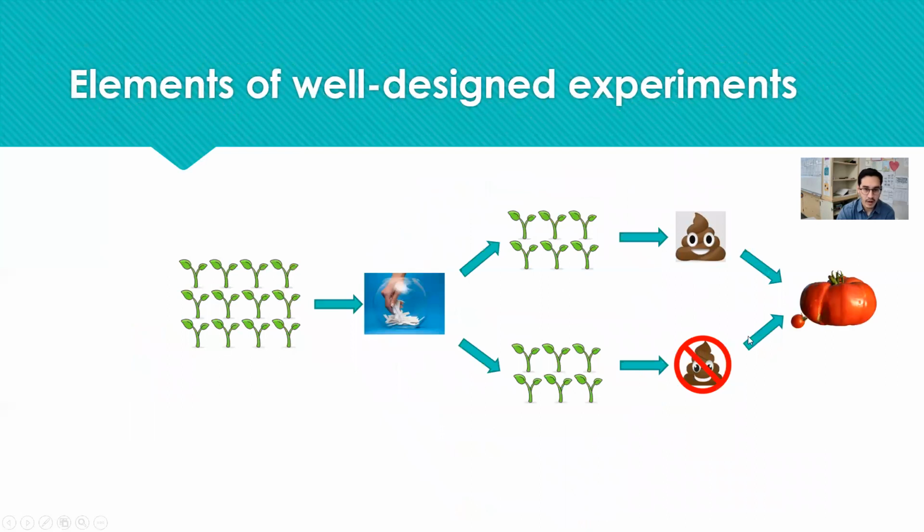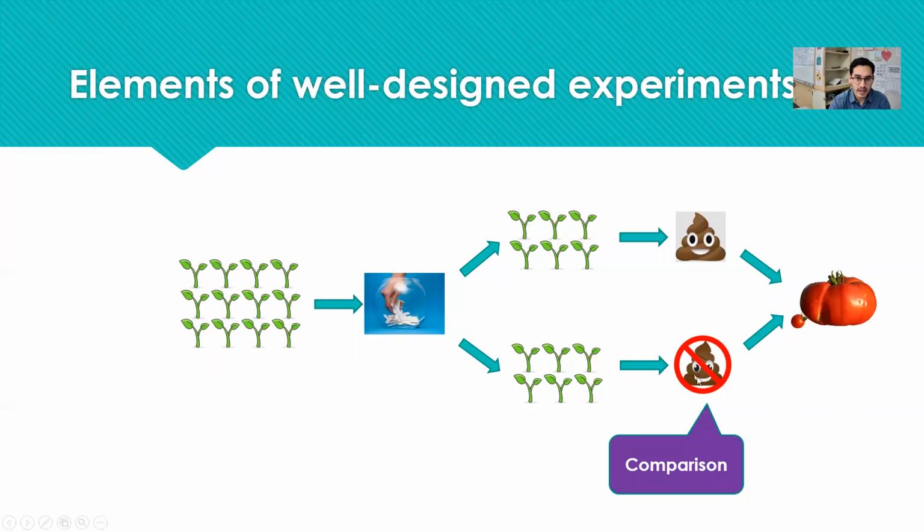All right, so let's return to the basic one and talk about some of the elements of good design. The first of which is comparison. In order to know whether fertilizer is increasing the fruit yield or decreasing it, we need to compare it to something. We need to have a baseline to compare it to. So having at least 2 treatment groups is a necessity.